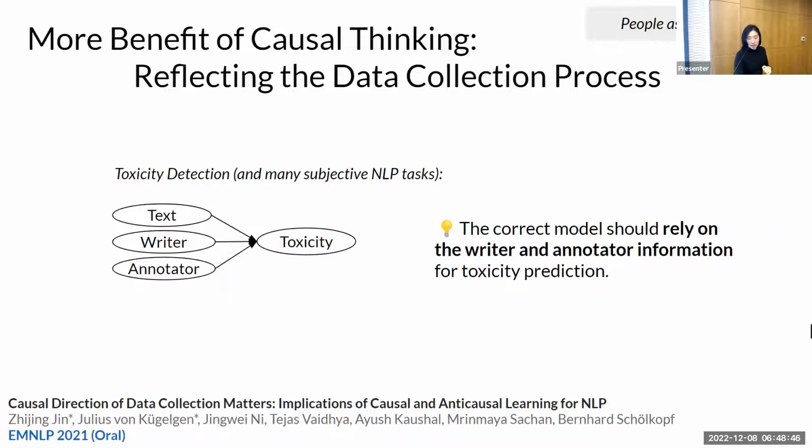The other case is that, apart from the two-variable causal direction, we could have more causes than we expected. Normally we think of NLP as going from text to certain information, for example, from text to toxicity. However, for human-centered NLP, we need to care about what the writer wrote and what the annotator judged the toxicity level to be. This is prevalent in many subjective NLP tasks. We need to care about extra causes that we're missing, but that are in the data collection process, and the correct model should model them.